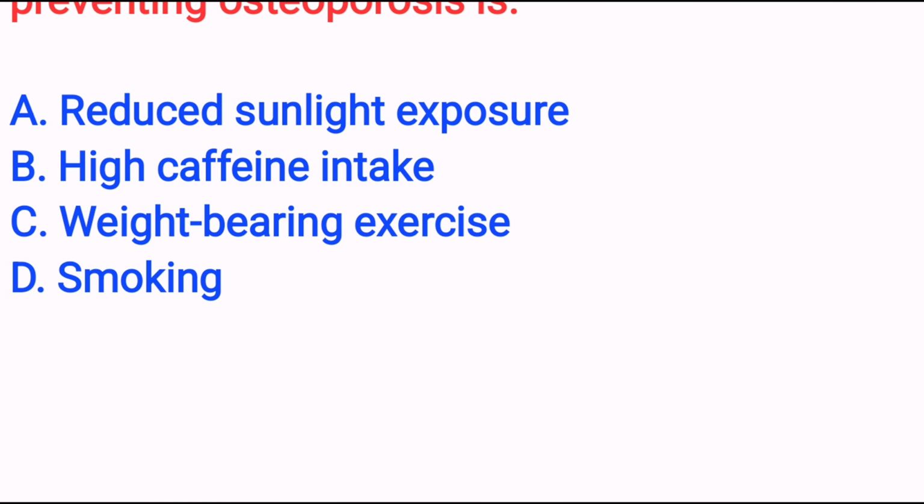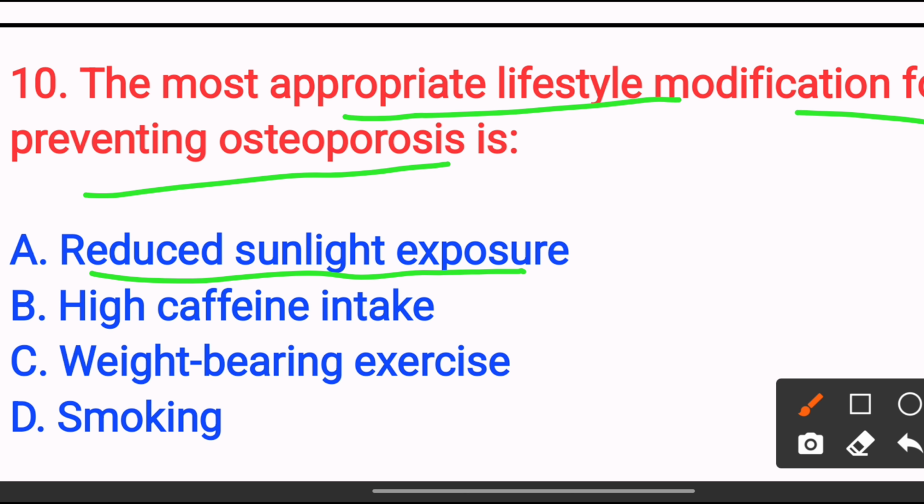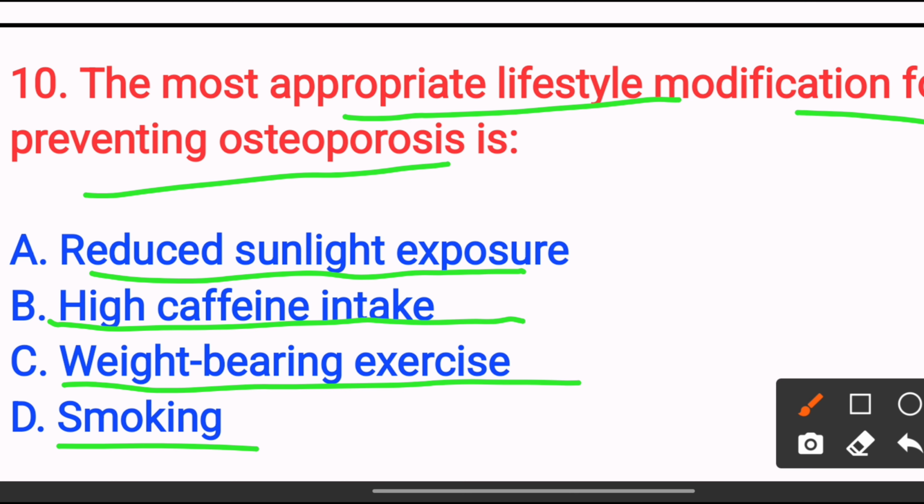Next, the most appropriate lifestyle modification for preventing osteoporosis is: option A, reduced sunlight exposure; option B, high caffeine intake; option C, weight bearing exercise; option D, smoking. The answer is option C, weight bearing exercise. Regular weight bearing and resistance exercise helps stimulate bone formation and maintain bone density. So the answer is option C.